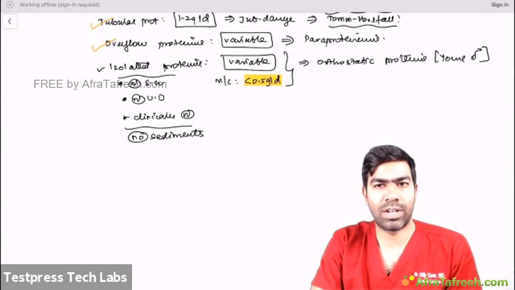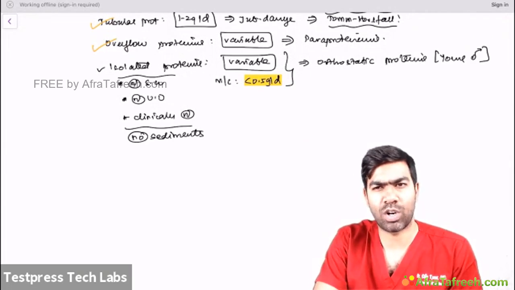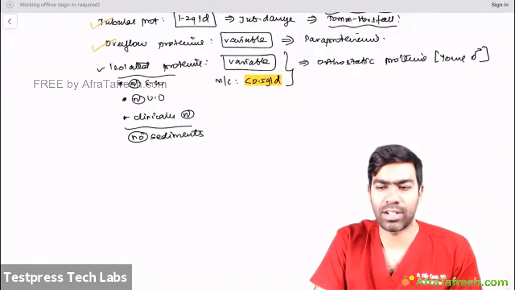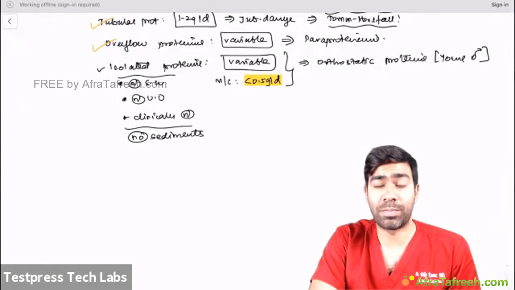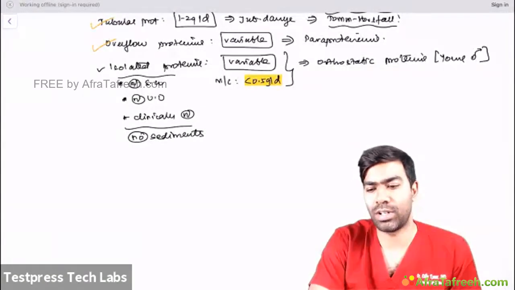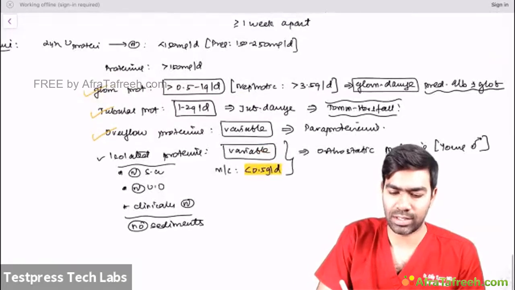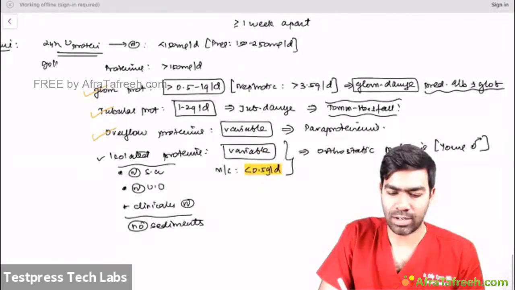So it will resolve typically in a short period of time, maybe in 1 or 2 weeks or 3 weeks. When you repeat, it would have completely resolved. So to find out whether it's orthostatic proteinuria or not, there are some split urine collections also. For example, you do a 24-hour urine protein analysis. That's basically the gold standard for assessing proteinuria.